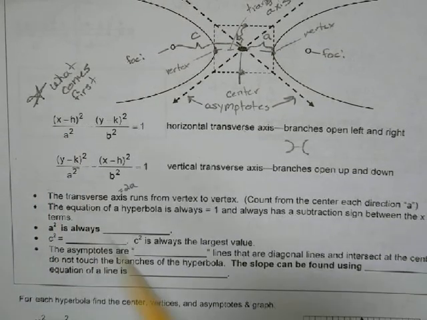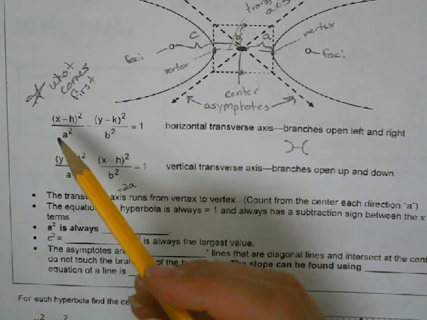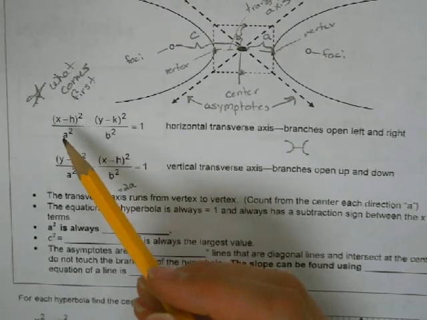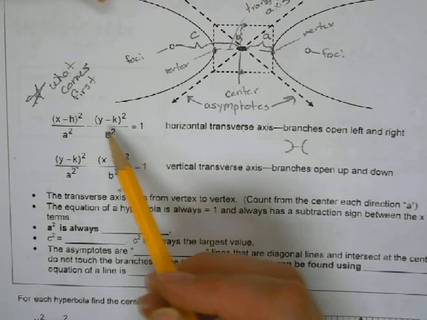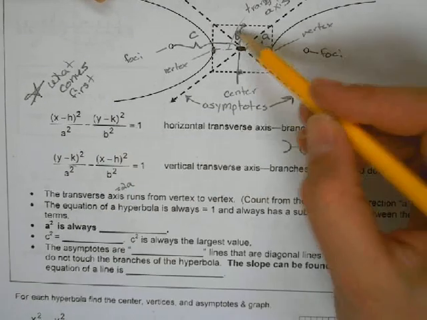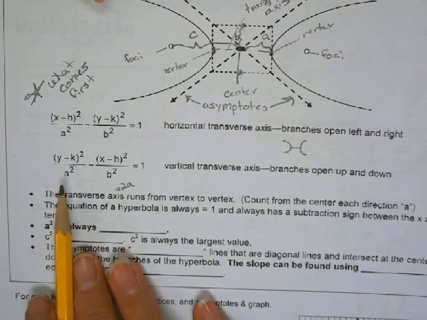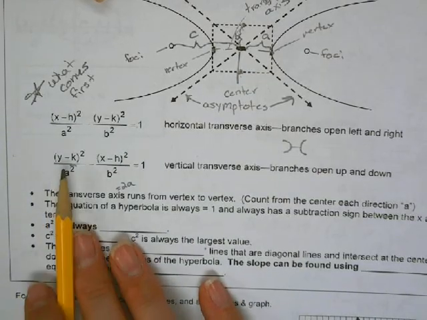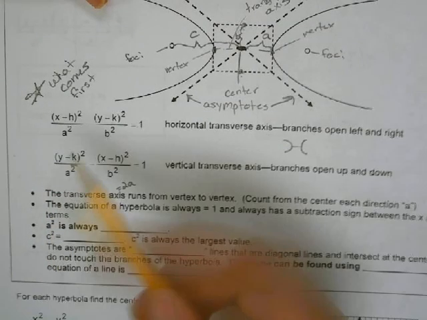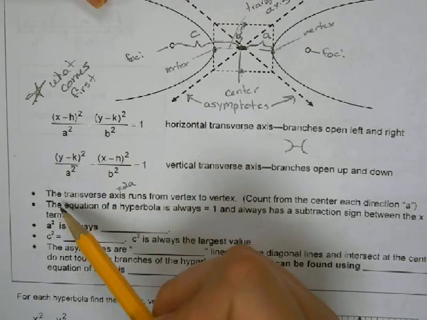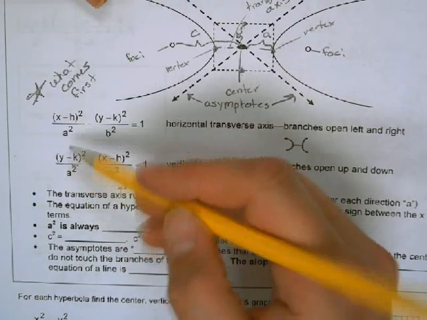So if the X is listed first, then all the major stuff is going to be horizontal. Your transverse axis is horizontal, your focal points are horizontal, your vertices are horizontal. The only thing that's not going to be horizontal would be these two little points, the points that don't even have names anymore. This one, Y comes first, so everything that's important will go in the vertical direction. Your vertices will be up and down, and the foci will be up and down.